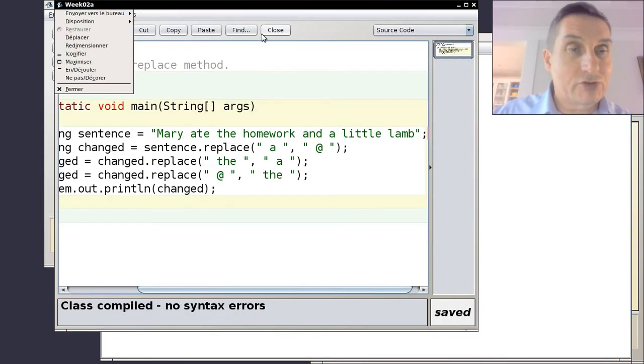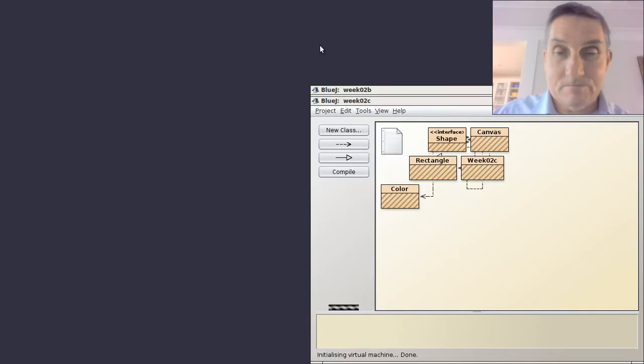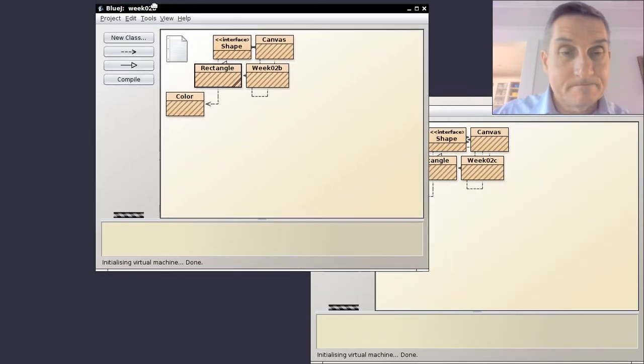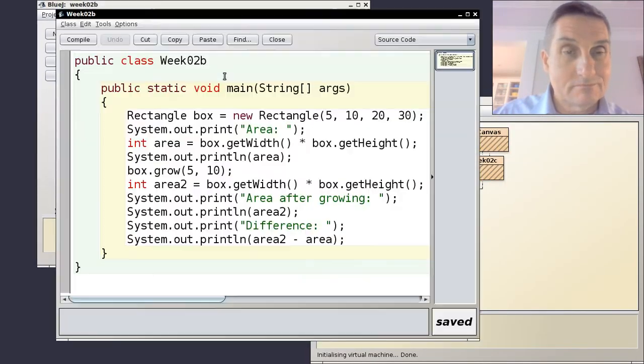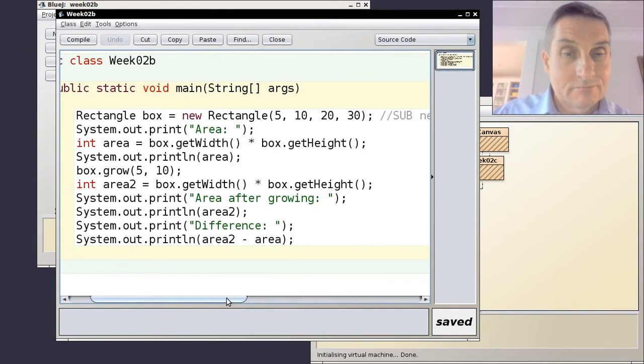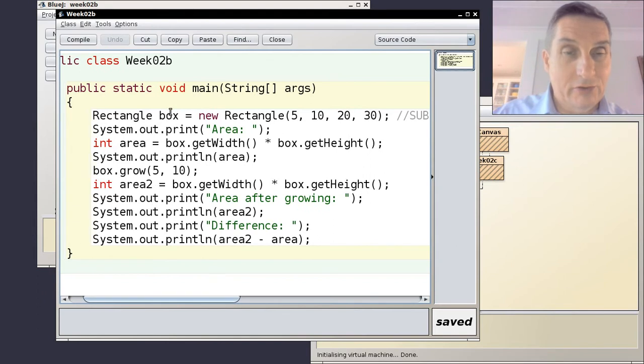Alright, moving on to the second one. Here we're given a rectangle, and it could be any old rectangle. And now we're supposed to compute the area. Well, the area is the width times the height. So over here I'm computing the width, the height, multiply the result, stick it in a variable here, and then I print the variable.